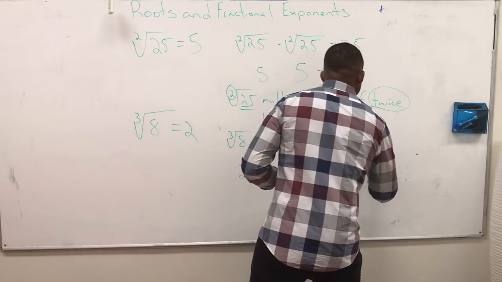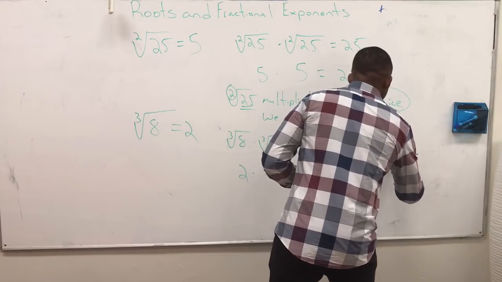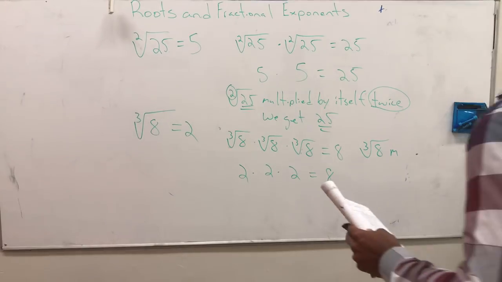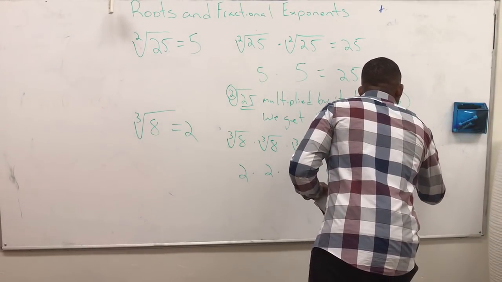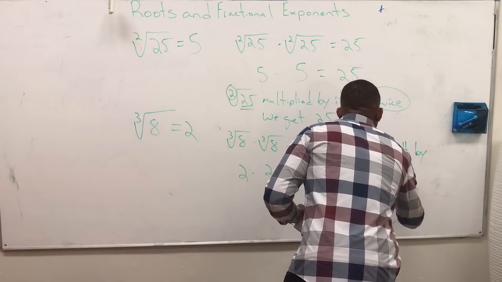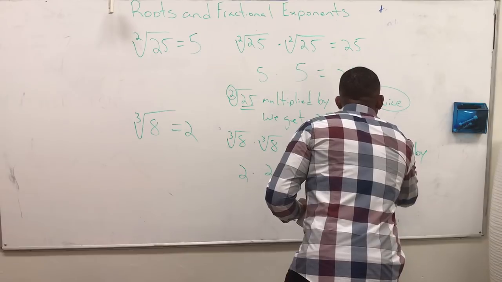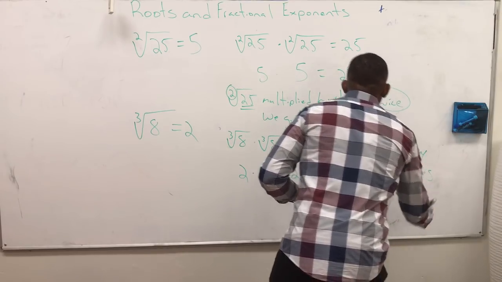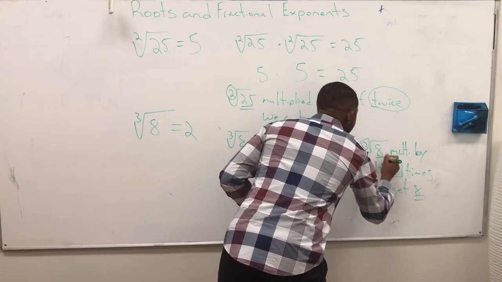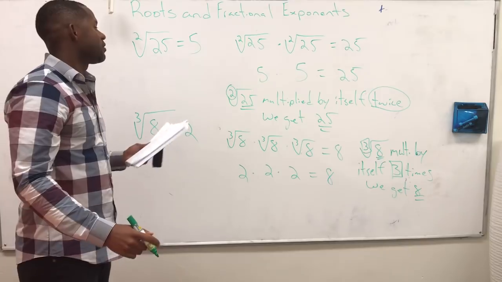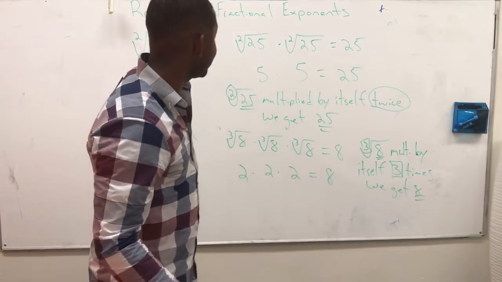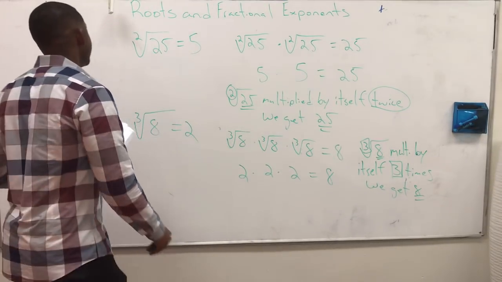So again, if I take now the cubed root, what can you see? Yes. The cubed root multiplied by itself now 3 times, we get 8, which is what's inside of here. So this is just some background of what we need to get. So now we're going to take what we learned here and build from it.